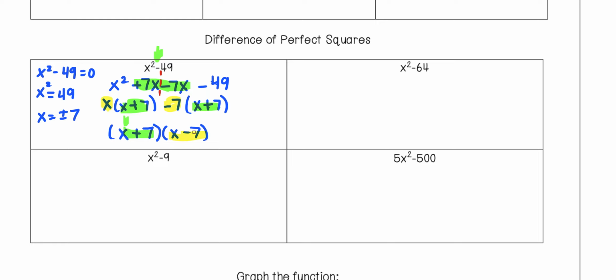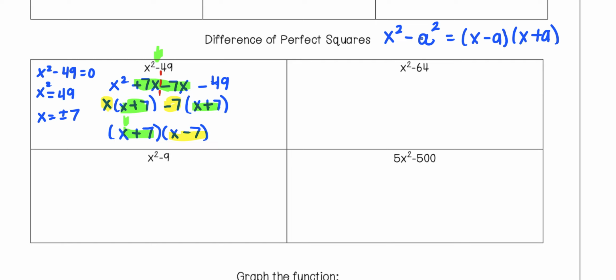So that x plus 7 and x minus 7, if we were to FOIL that, would get us all the way back to our original expression of x squared minus 49. So now that we've talked about why this works, we can apply this as a shortcut. Our difference of perfect squares is going to be when you see x squared minus a term a squared, and that's going to equal x minus a times x plus a.